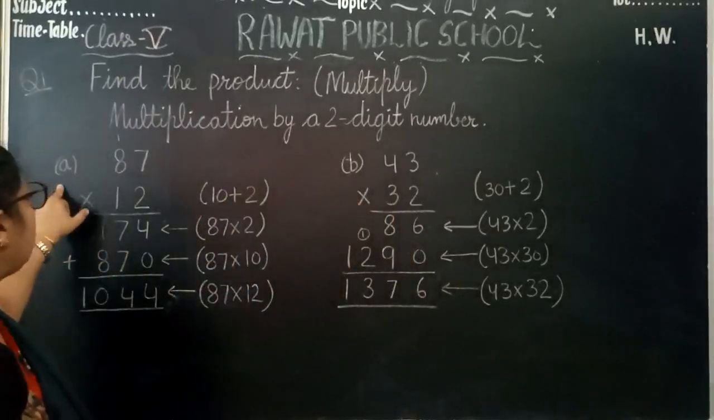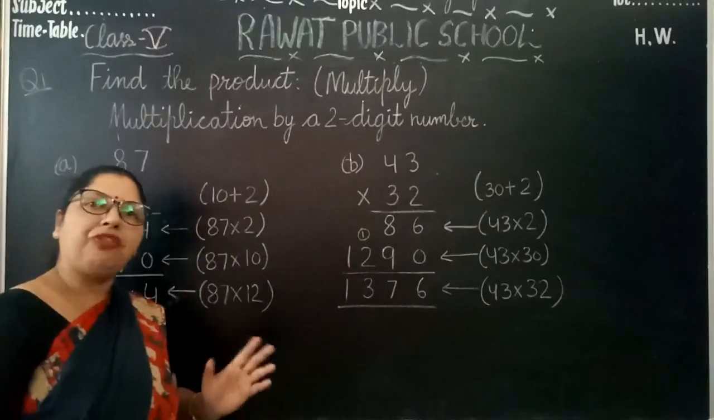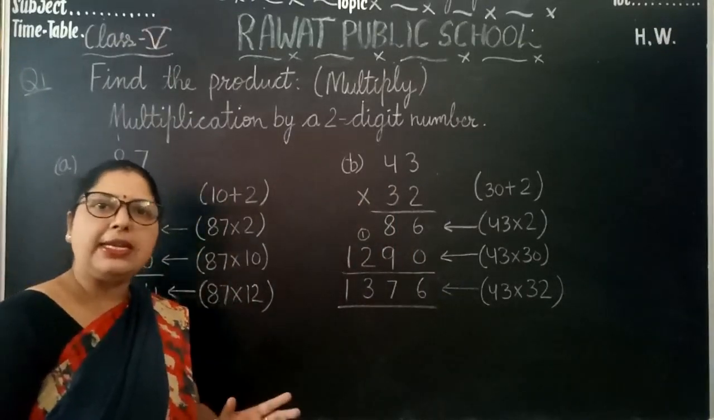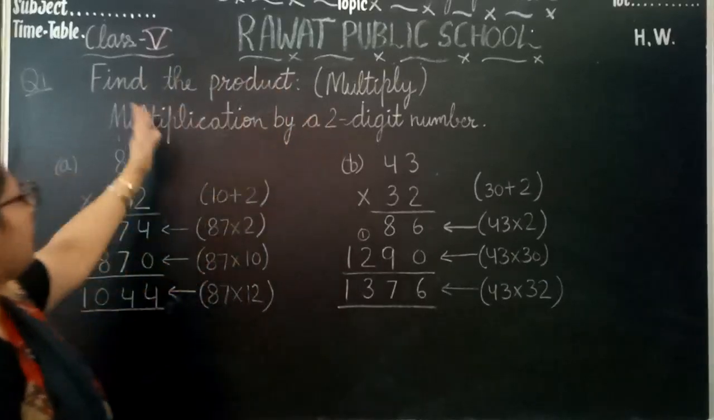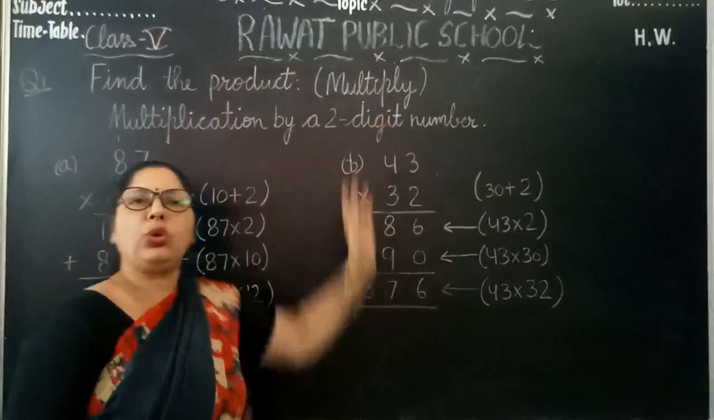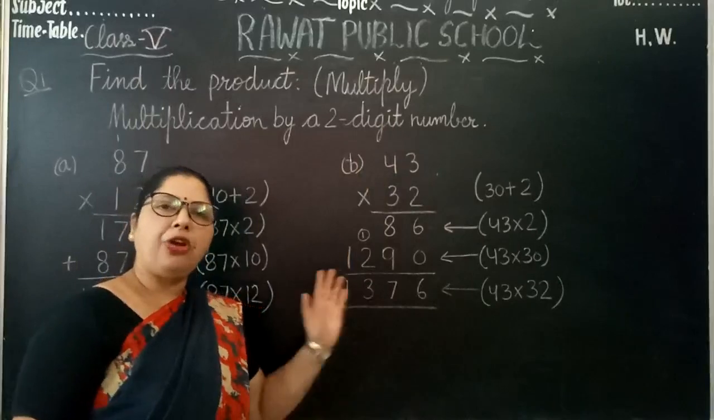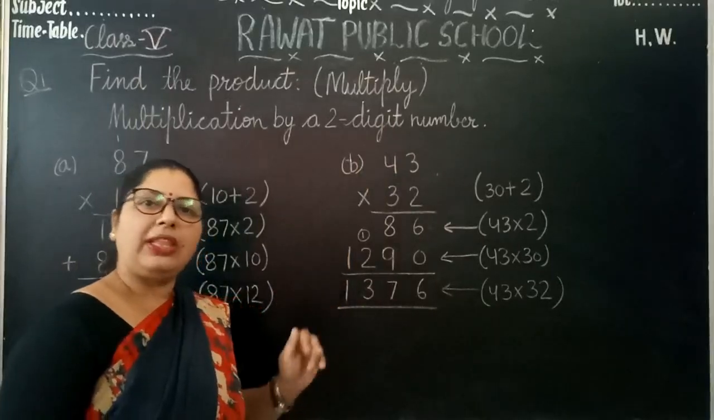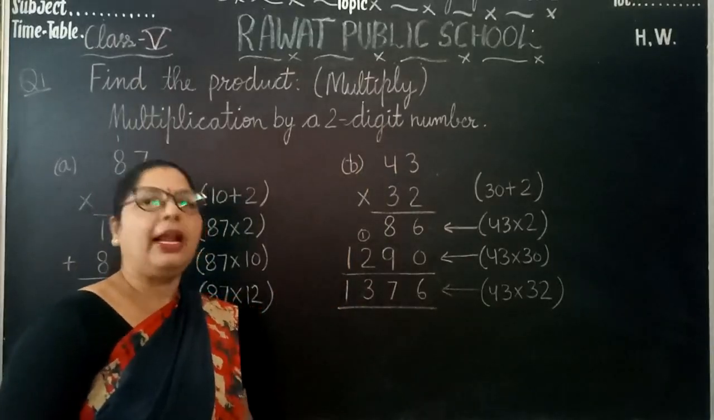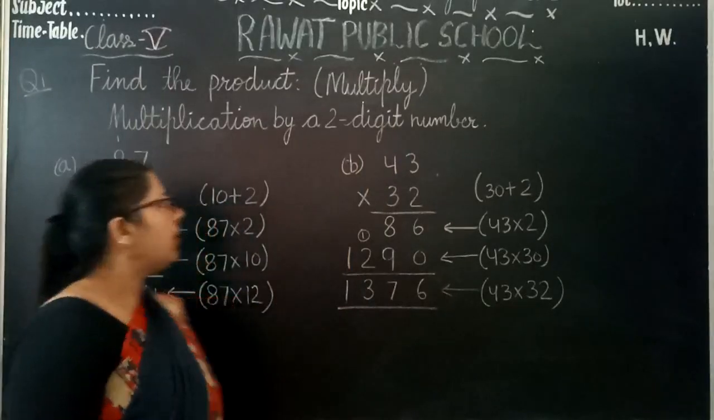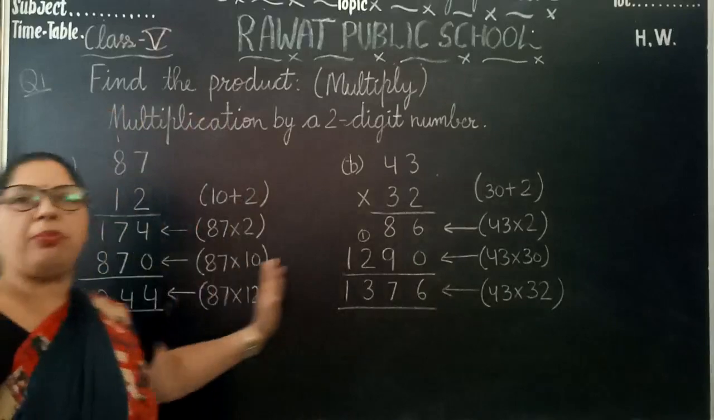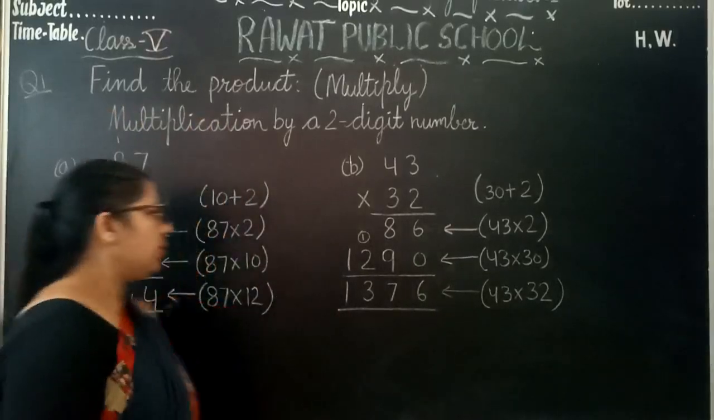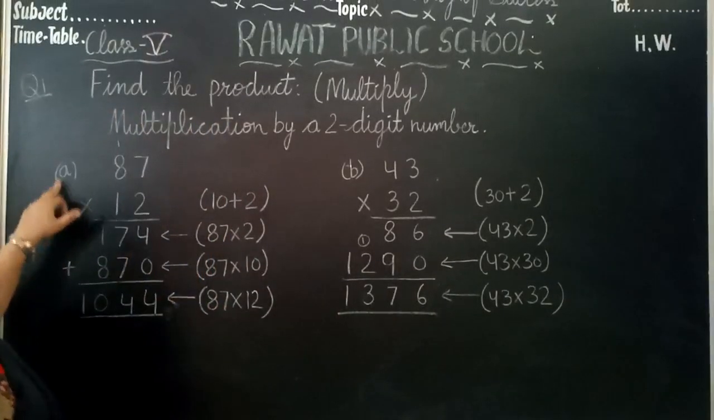Now write down the sum, students. Work starts from a new page. Write down the date, CW, and the heading: find the product, multiplication by two-digit numbers. Write your work very neat and clean with the help of a blue ball pen and a black ball pen. Write questions with the black pen and the answers with the blue pen. So students, write down sum number A.